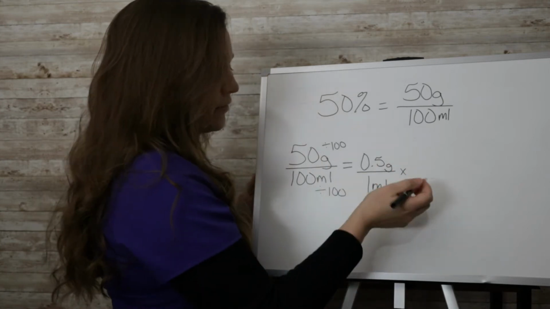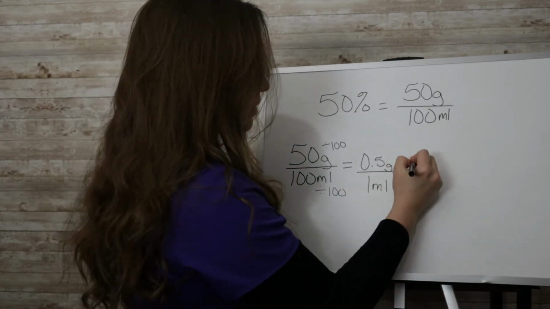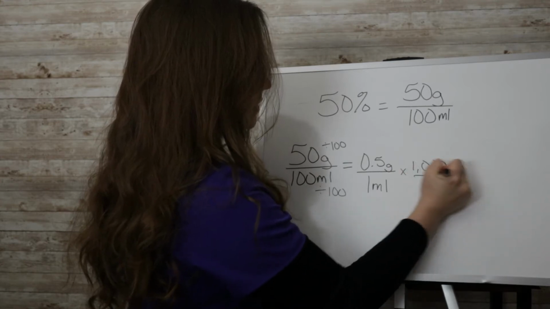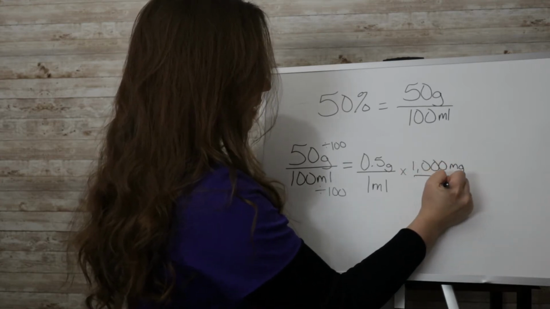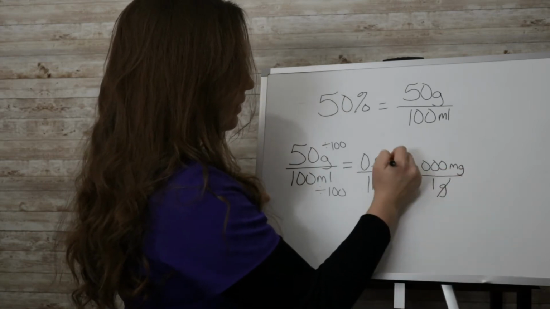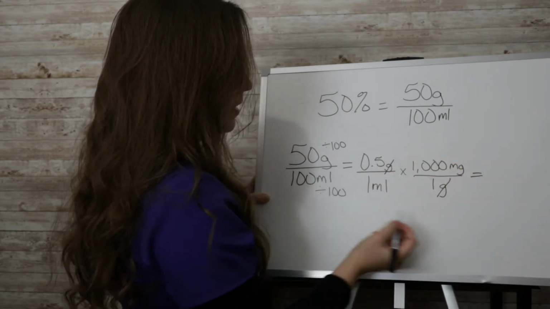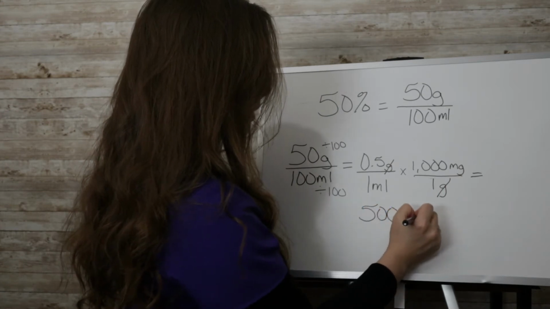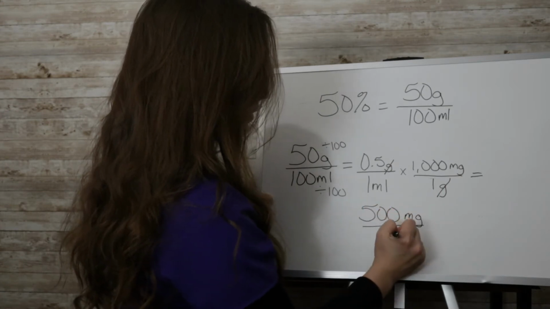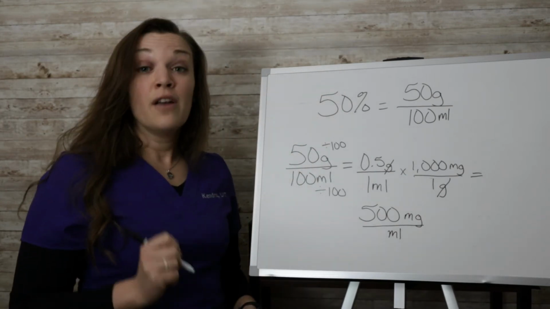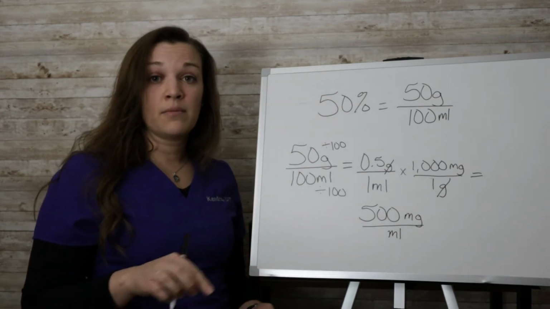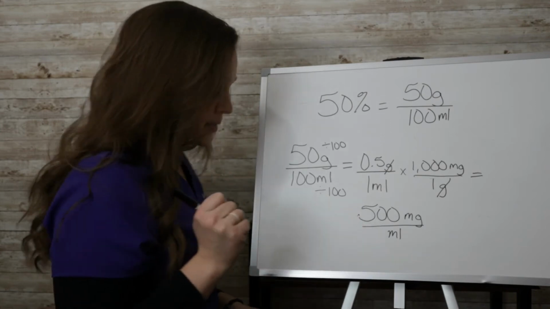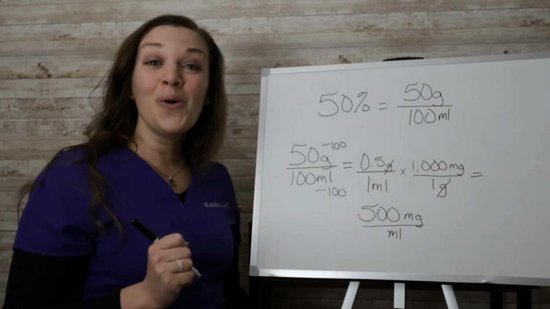And then our conversions again, we need mgs per mil, so 1,000 milligrams per 1 gram. Cross off our grams. Then we come out with 500. So for every 1 ml of the drug, for every 1 ml volume, we're going to be administering 500 milligrams of the drug. Cool, we did our first one.